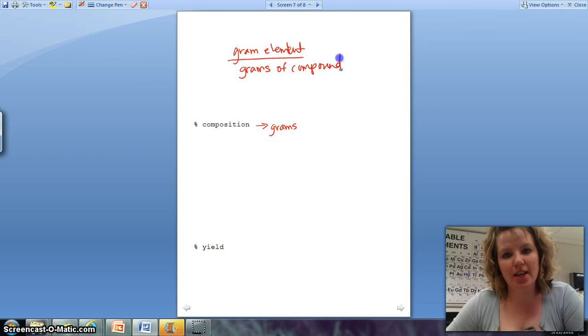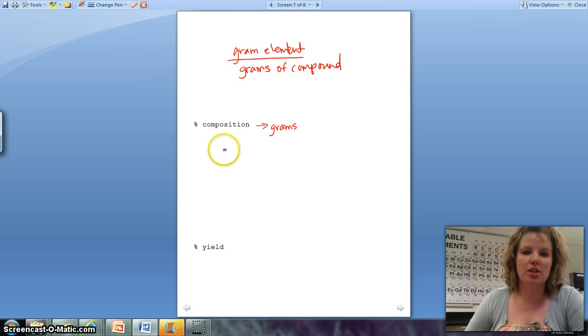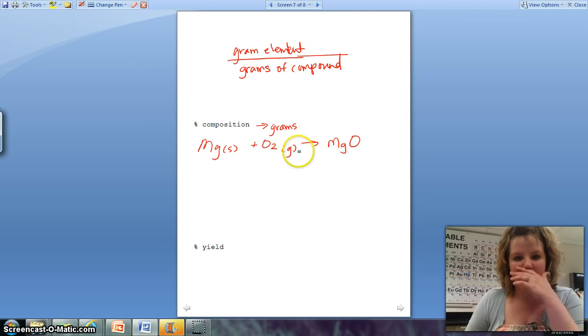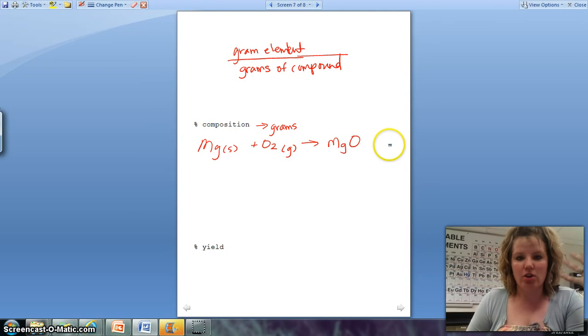Okay, and so we can take this from a balanced chemical equation. We can take this just from given information in the problem. I'm going to write out the chemical equation. This is one we did in lab, magnesium oxide. So it might give you any set of information, but you need to have all three of these in grams. Or if there's two products, you need to have all four.